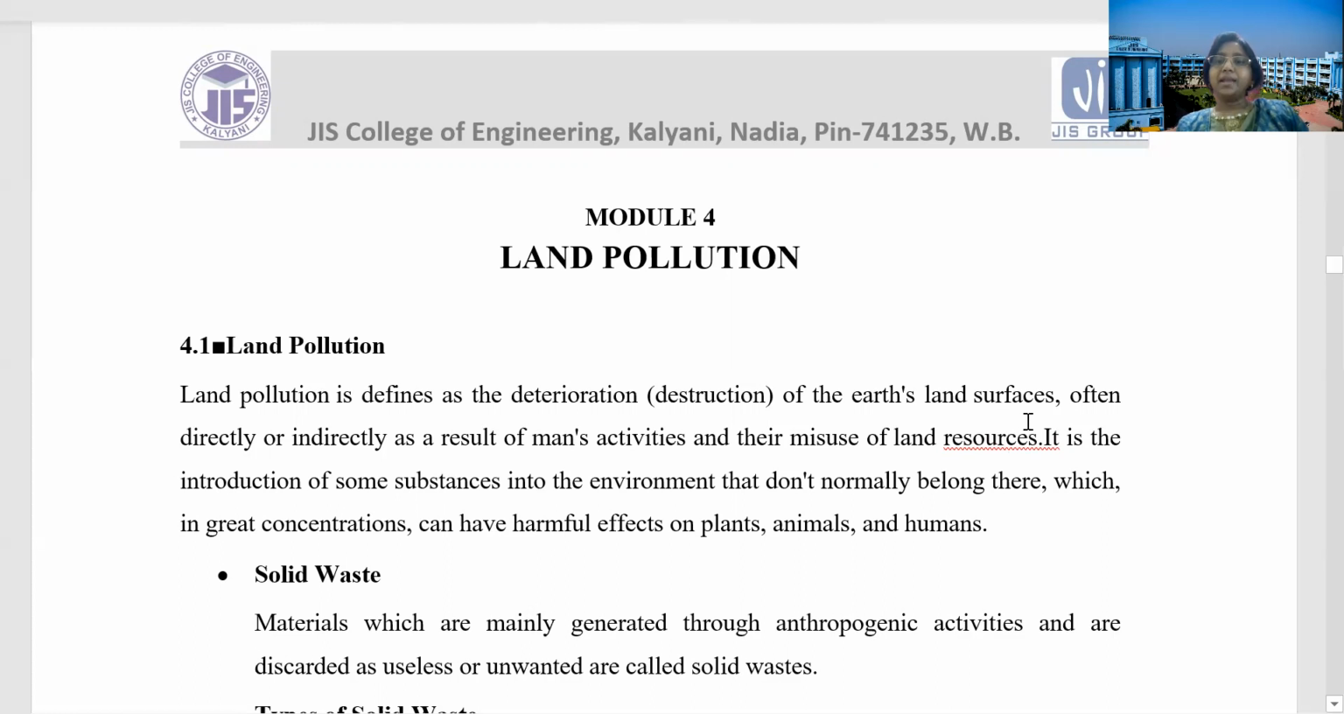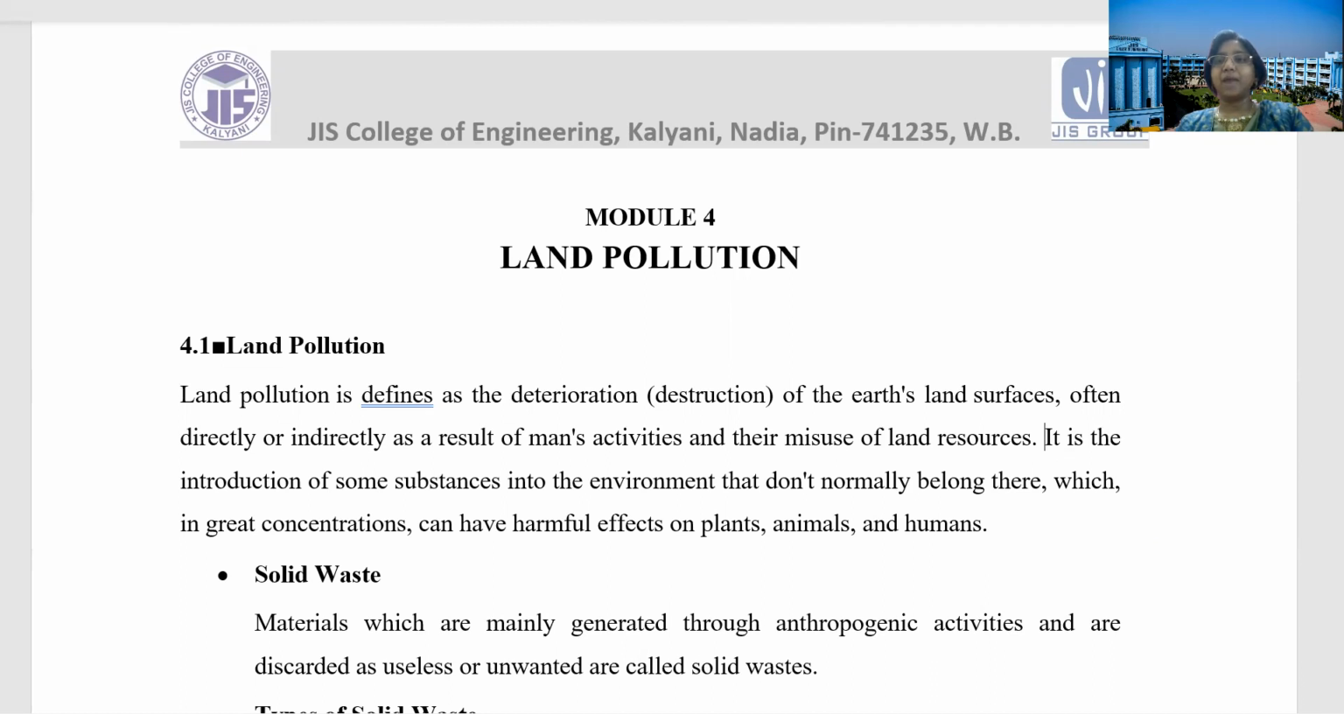deforestation. And it is the introduction of some substances into the environment that don't normally belong there, which in great concentration can have harmful effect on plants, animals, and humans. Basically, the unwanted waste generated every day in our domestic purpose also, we generate many waste materials like waste vegetables, etc. So we discard here and there.